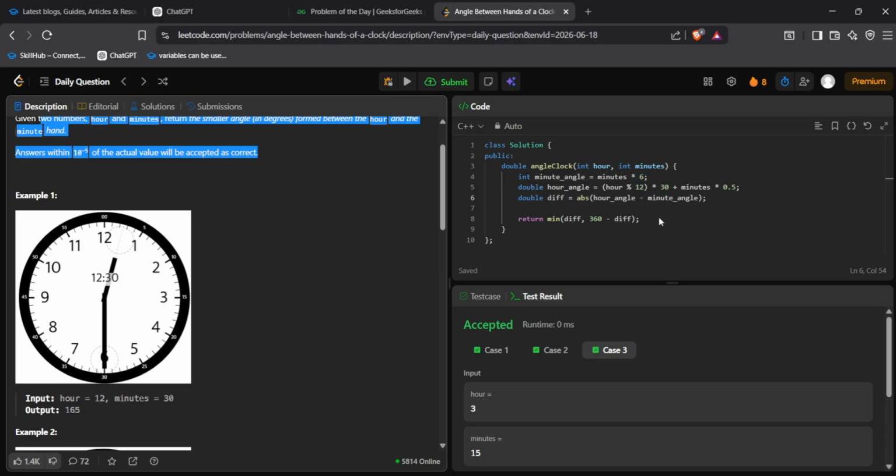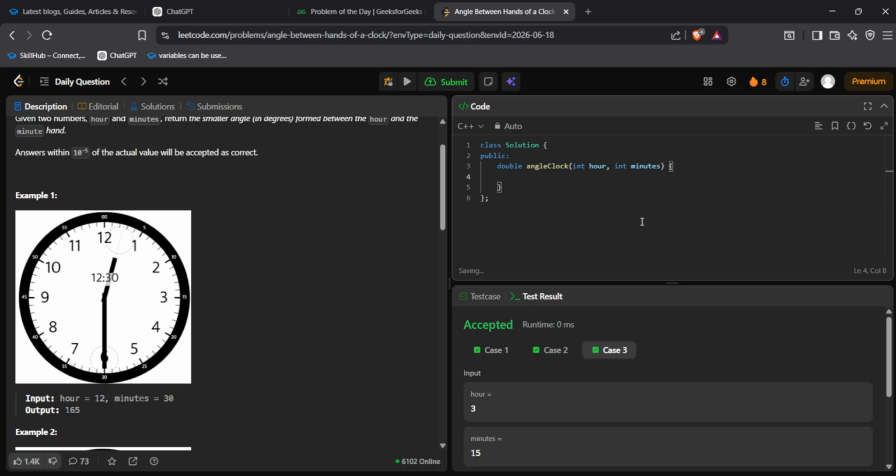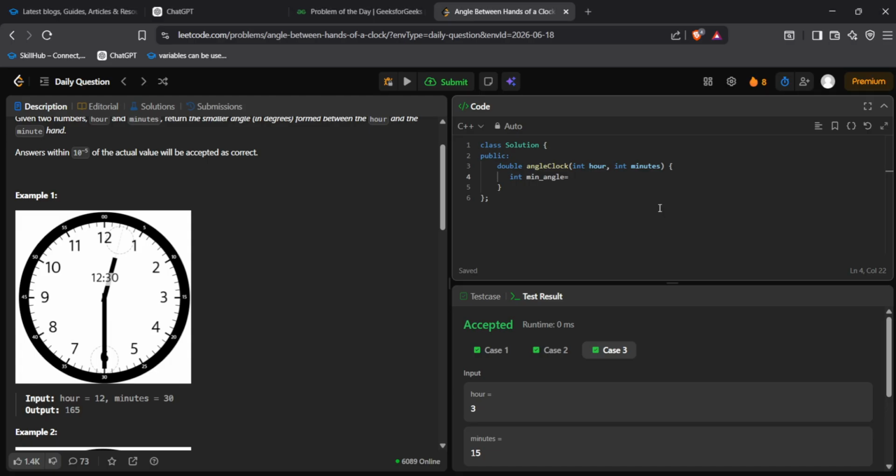So let's go into the code panel and code. We need to find the minute angle. We know that in 1 minute the minute hand moves 6 degrees, so given the minutes, the minute hand will move minute into 6.